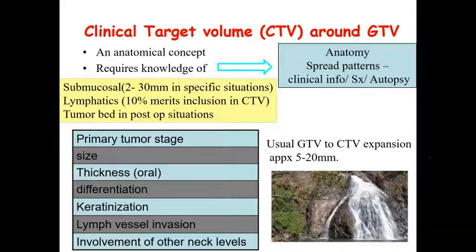The propensity to spread is multifactorial. It depends upon the tumor stage, size, thickness, differentiation, and lymphovascular invasion and all. The idea is that we tend to encompass the entire area, whatever we can, wherever the disease is spreading, even microscopically.